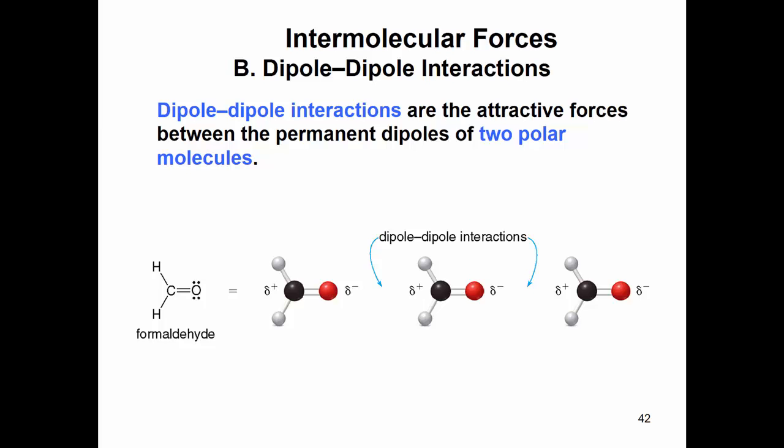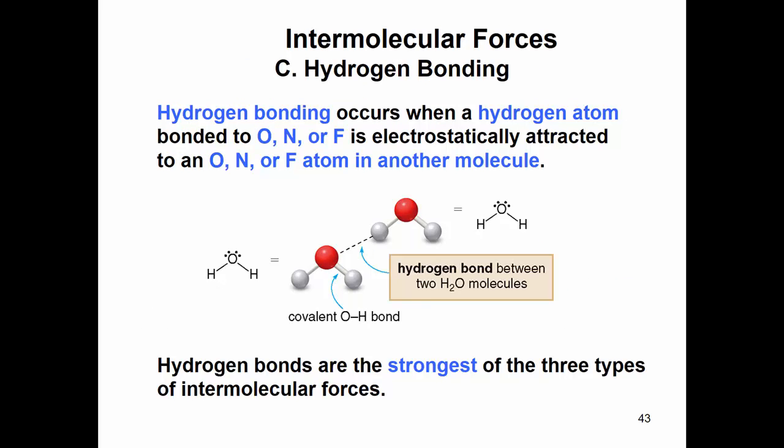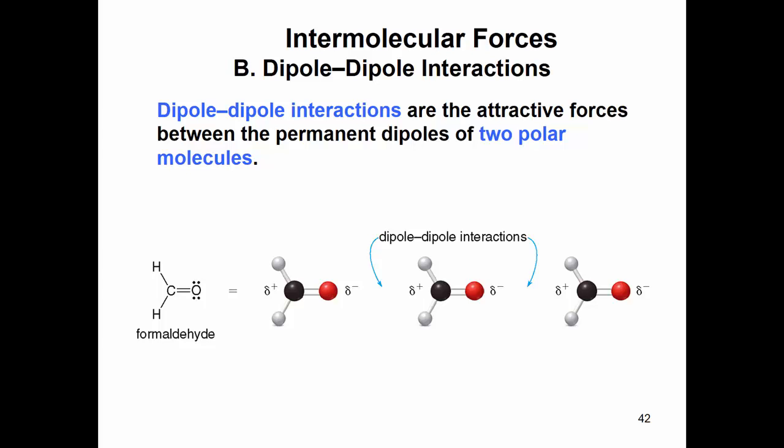All right, dipole-dipole interactions are attractive forces between the permanent dipoles, so this is not a temporary issue, of two polar molecules. Okay, how do we know if something's polar? So once again, this goes back to electronegativity, and some of the previous videos you may want to watch, like I said, or rewatch them. Okay, and so if something's polar, it has a difference in electronegativity.